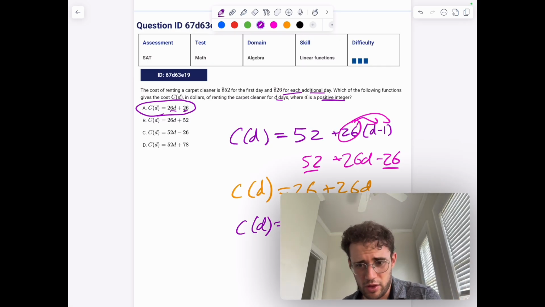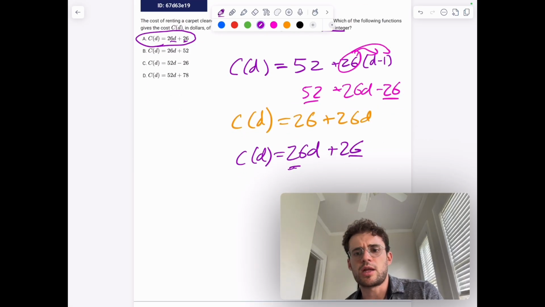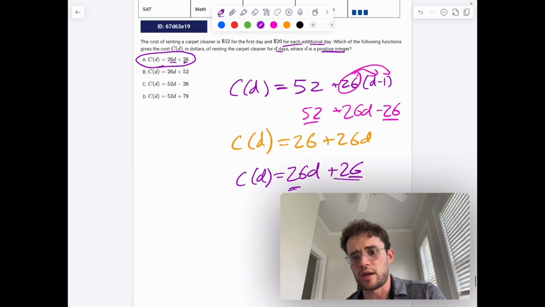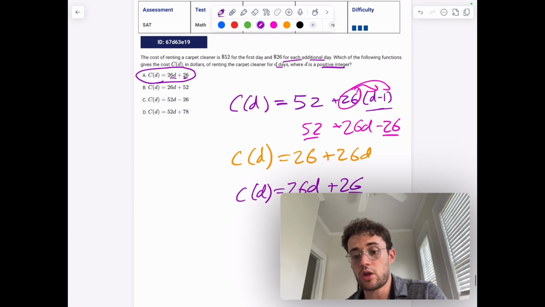You could also do it without doing the distributive property. Some people will just go straight to this and be like, all right, every day you pay 26, plus the first day you paid an additional 26, so I'm adding 26. If you can think that way, it could be better, but this way I think is maybe safer to avoid errors, just doing 26 times d minus however many. But don't rush on these because they are a little bit more complicated than the ones you'll see in the medium and the easy section.